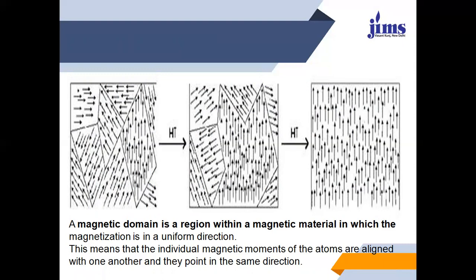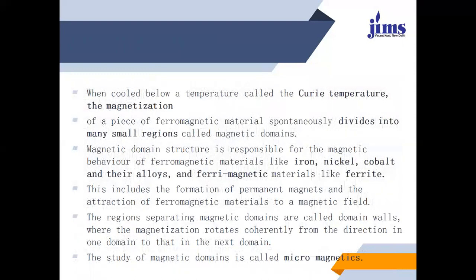The magnetic domain is a region within a magnetic material in which the magnetization is in a uniform direction. This means that the individual magnetic moments of the atoms are aligned with one another and they point in the same direction. When cooled below a temperature called the Curie temperature, the magnetization of a piece of ferromagnetic material spontaneously divides into many small regions called magnetic domains.